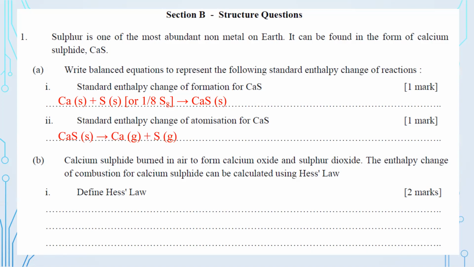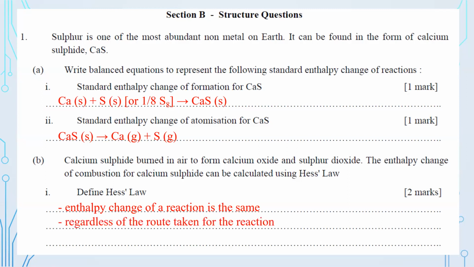Okay, B, calcium sulfide burns in air to form calcium oxide and sulfur dioxide. The enthalpy change of the combustion for calcium sulfide can be calculated using Hess law. 1, define Hess law. So what is Hess law? If you still remember, I always stress that whenever you define Hess law, you must have 2 keywords. What are the 2 keywords? Number 1, enthalpy change of a chemical reaction is the same. Then number 2, regardless of the route taken, or no matter it is one step or a series of steps. Okay, so try your best to remember the 2 keywords of defining Hess law in here. So this is for B1.